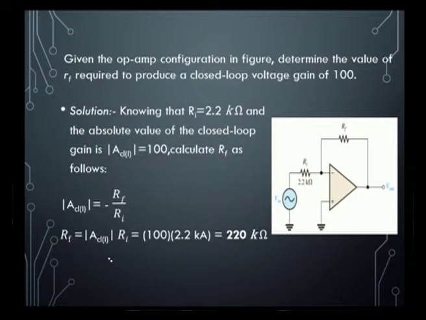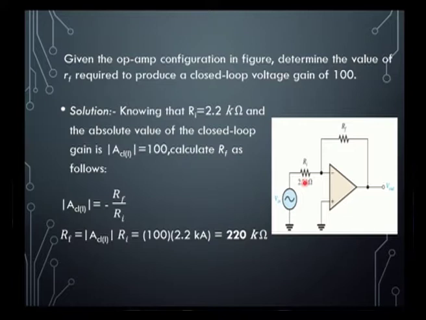Next we move on to an example. Given the op-amp configuration in the figure, determine the value of RF required to produce a closed loop voltage gain of 100. We have RI, and we need to determine the value of RF. The value of RI is already given.